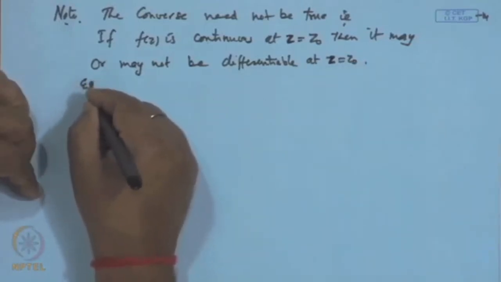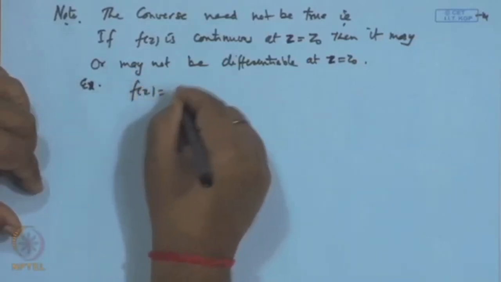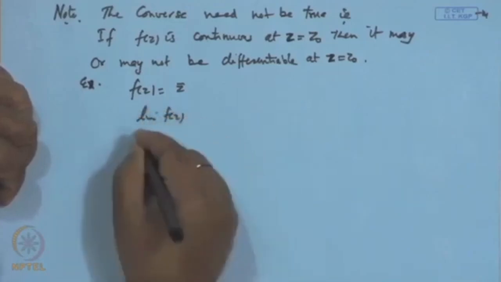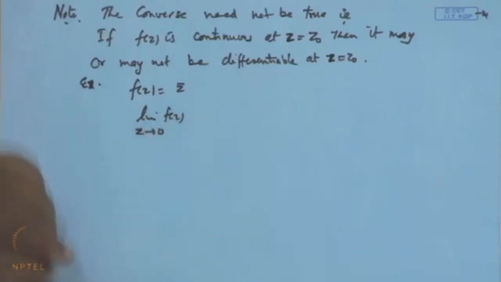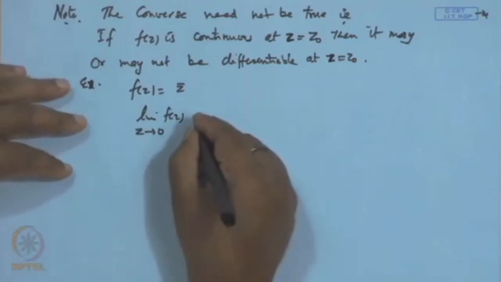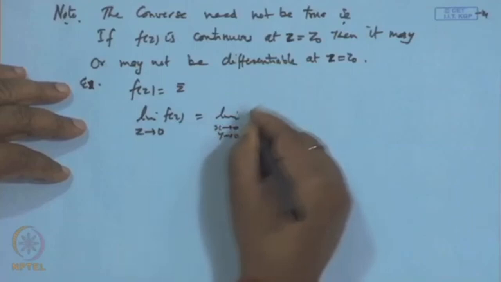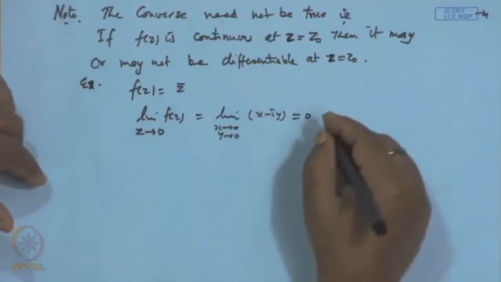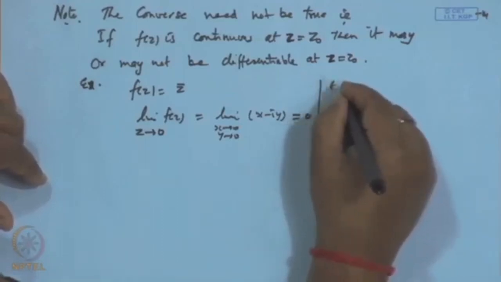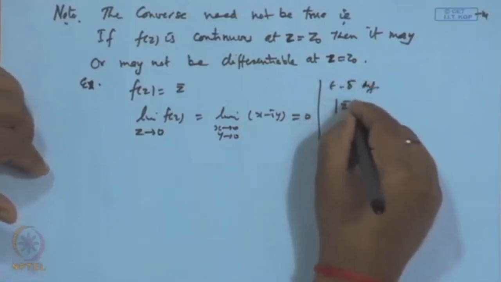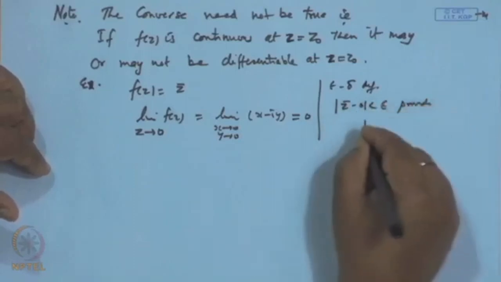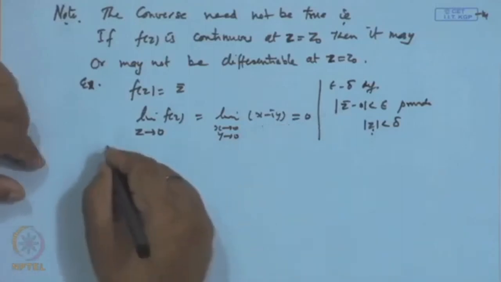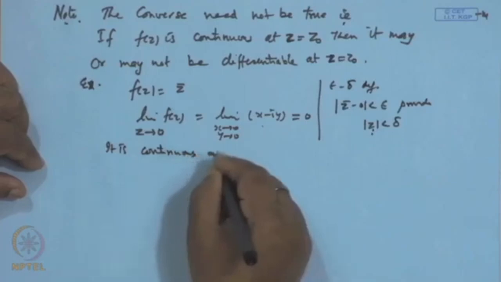For example, if we look at the function f(z) equal to z bar, then the limit of this function f(z) when z tends to 0, this limit is what? As x tends to 0, y tends to 0, z bar means x minus i y. So, it is 0. Okay? And in fact, if I apply the epsilon delta definition, the same thing will follow. So, for the epsilon delta definition also, we can say mod of z bar minus 0 can be made less than epsilon, provided mod of z is less than delta. Mod z tending to 0 means x and y tending to 0. So, this will go to 0. So, it is continuous at z equal to 0.